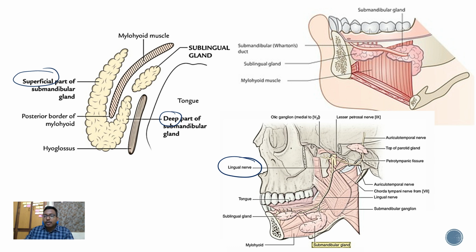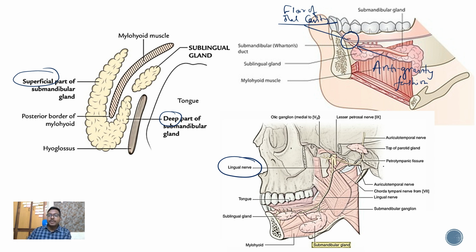It starts at the anterior border of the deep part of the gland on the hyoglossus muscle. In between the hypoglossal nerve and the lingual nerve, it will travel, and eventually, as you can see, it is traveling in an anti-gravity fashion. I'll tell you why it is important. And eventually it is opening onto the floor of the oral cavity on either side of the frenulum linguae.